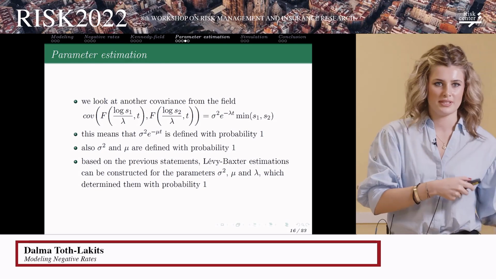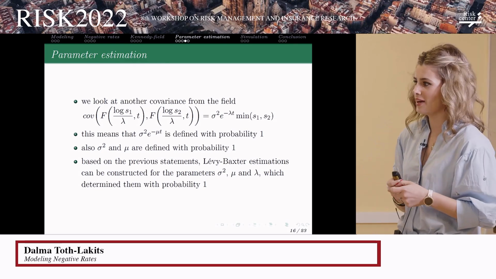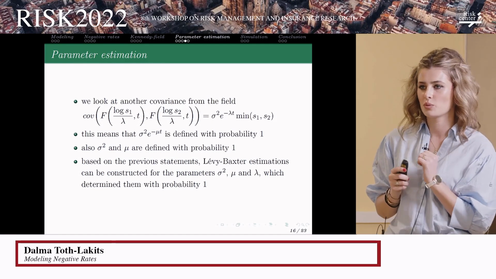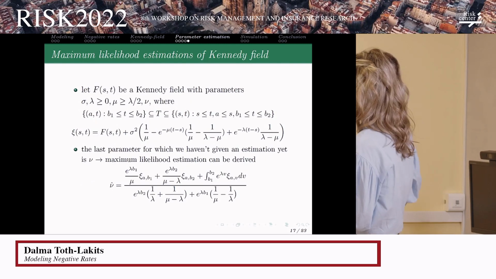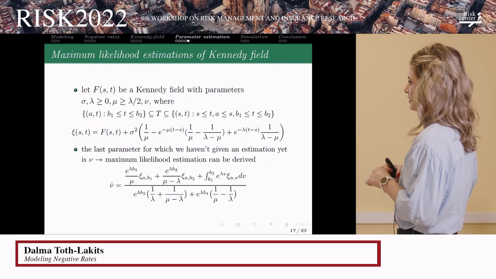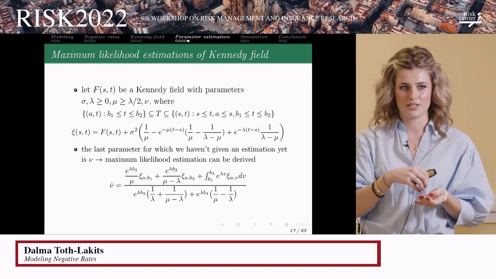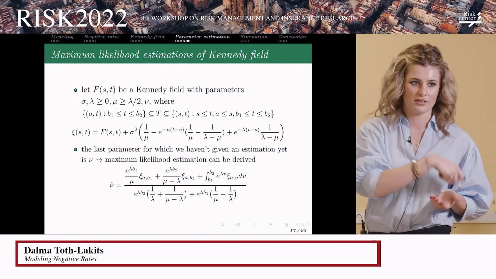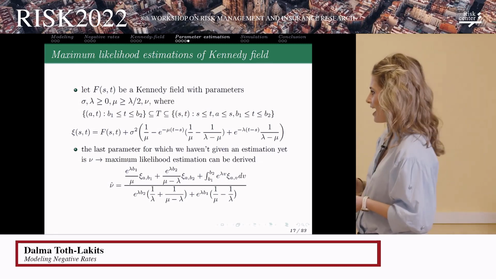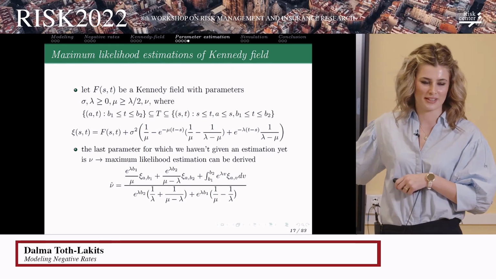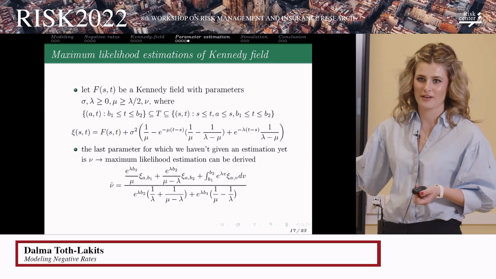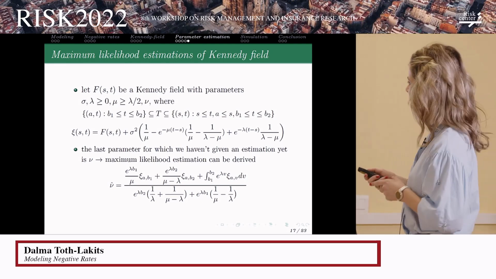So this is what we did in the simulation. I forgot to mention that this field has 4 parameters, so we only have one left, which is nu. And we could derive a maximum likelihood estimation for the parameter nu with the help of the Radon-Nikodym derivative. Yeah, it's not the most beautiful thing that you're going to see today, but it's an analytical form, so we are quite happy about it.